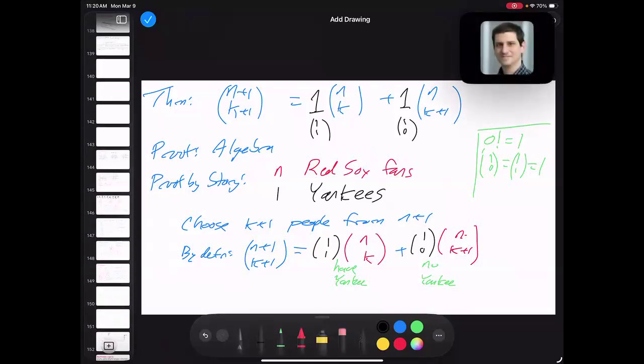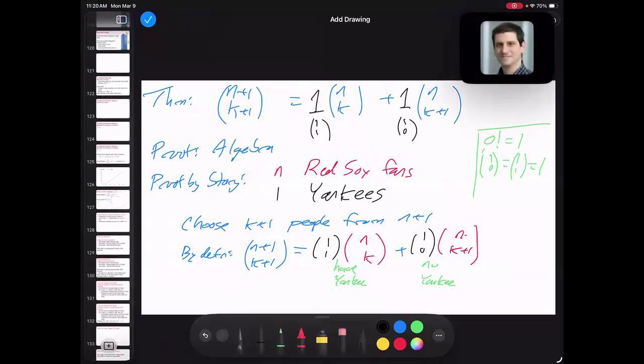So the egg problem. So the egg drop problem is one of my favorites.